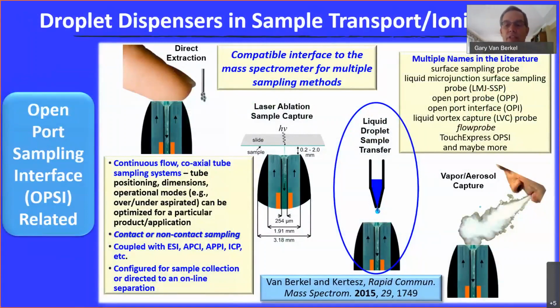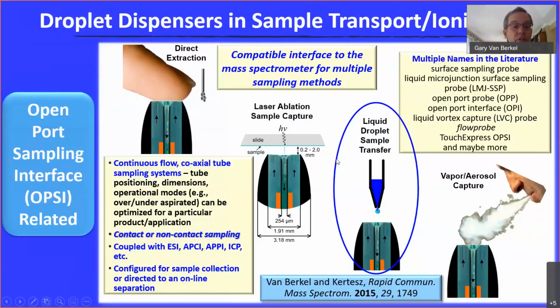If you go into the literature, you'll see names like surface sampling probe, liquid microjunction surface sampling probe, open port interface, liquid vortex capture probe, touch express, and maybe even more names. These are all variations of different techniques that we came up with while we were at Oak Ridge National Laboratories. Many of these patented, many papers published on them.